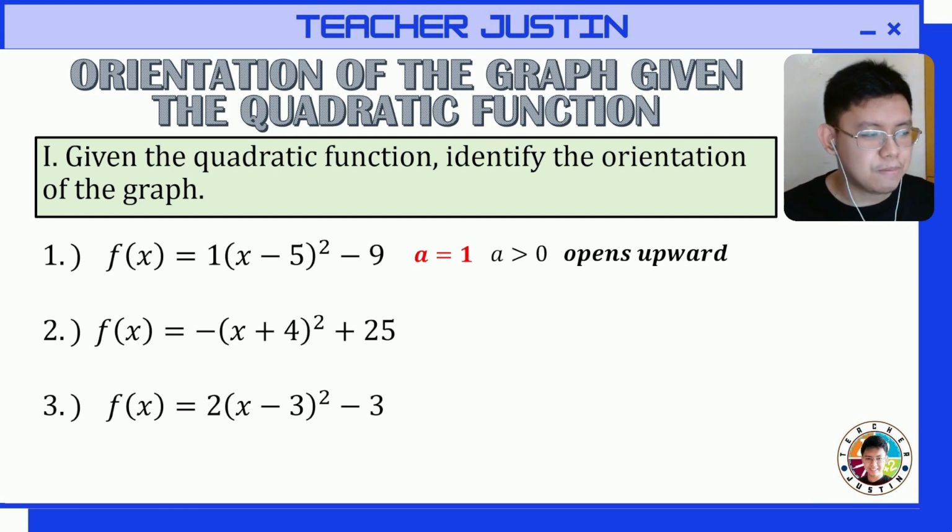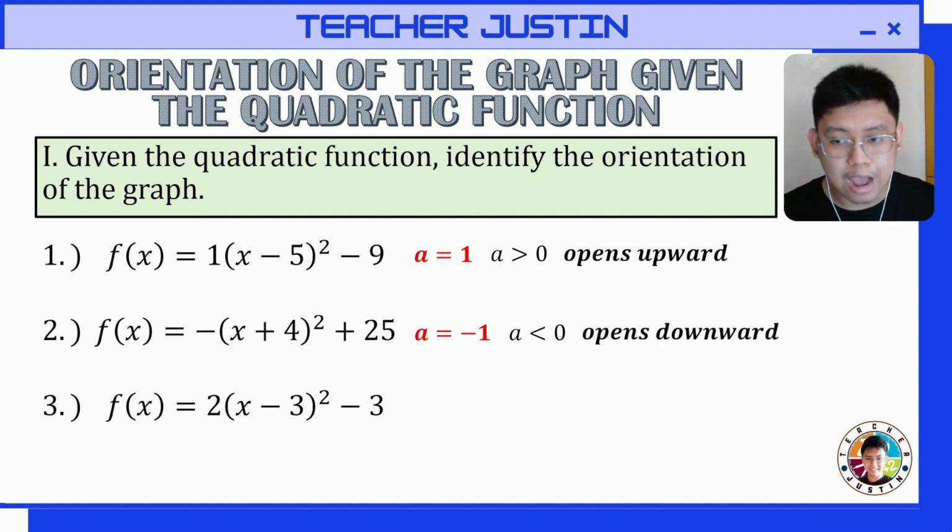Now, punta naman tayo kay number 2. Ang A natin dito sa second item natin is negative 1. So, since our A is less than 0 or negative, our parabola opens downward.